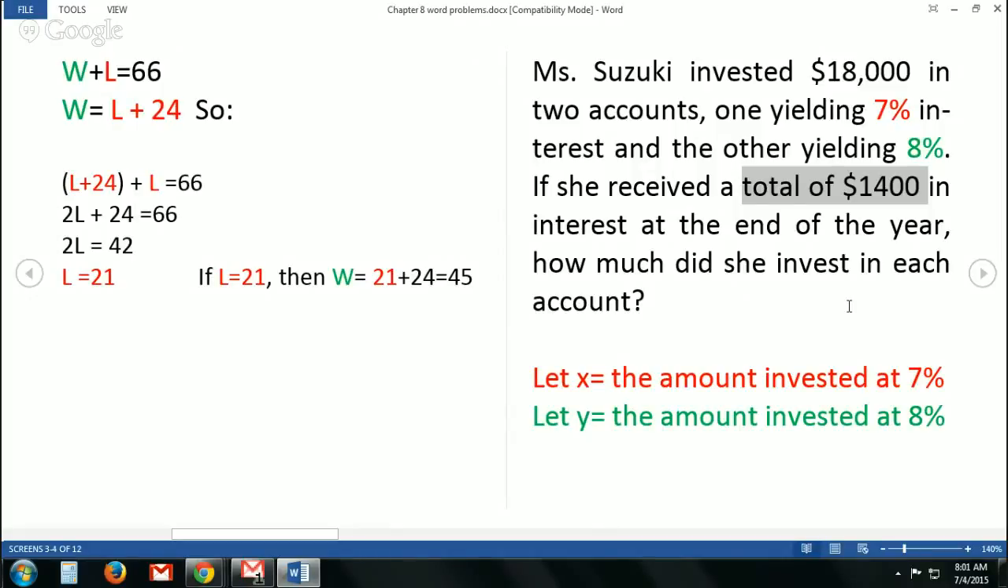Well, first, we need to establish what our variables are going to be. Let's let X be the amount of money that she invested at 7%. And let's let Y be the amount of money that she invested at 8%.